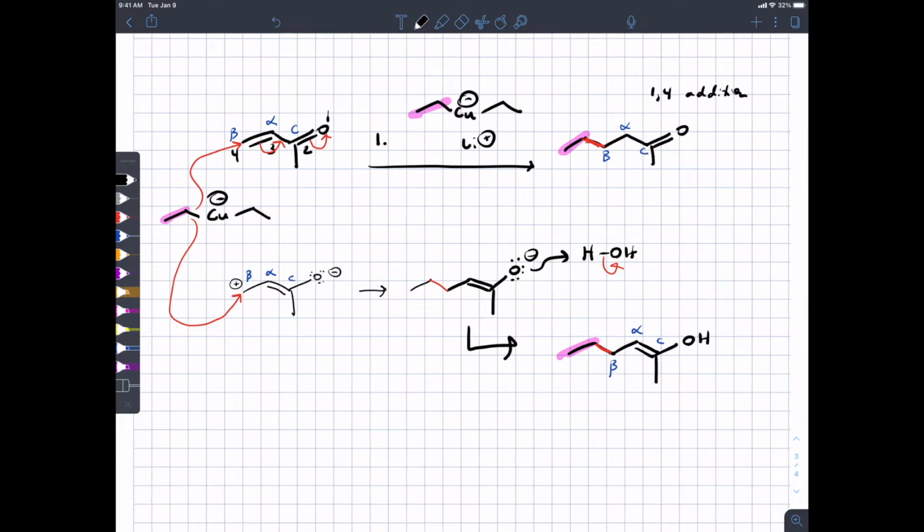And if you look at what we've added to this molecule, we added the alkyl group on atom 4, and we added the hydrogen on atom 1. So that's why this is called a 1,4 addition. Now, you'll notice that this is not the product that I drew. These two are isomers of each other. They differ only in the location of a pi bond and a hydrogen.